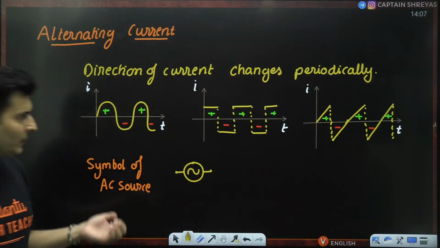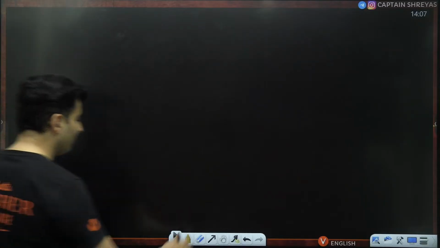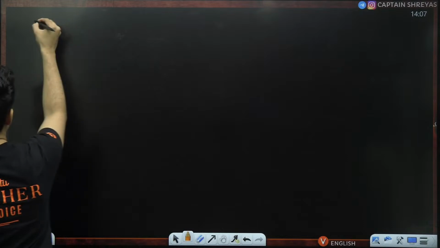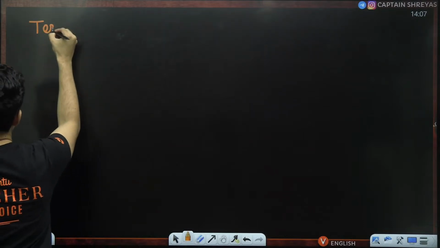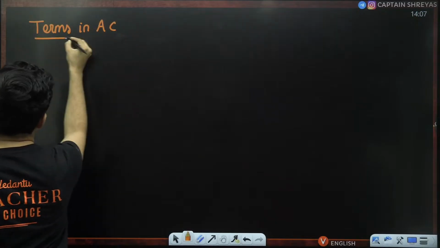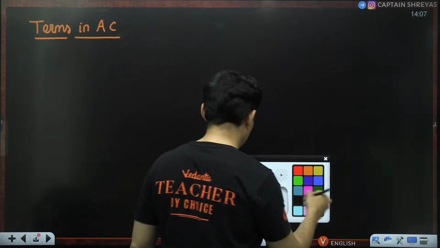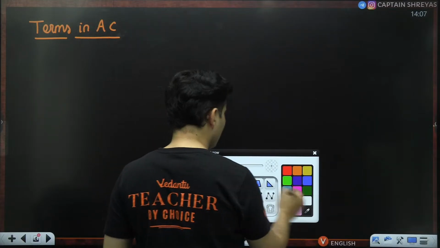Everyone, welcome aboard. Now, some of the basic terminologies of alternating current. That's what we are going to see, the different terms in alternating current. First things first, very easy peasy, lemon squeezy.